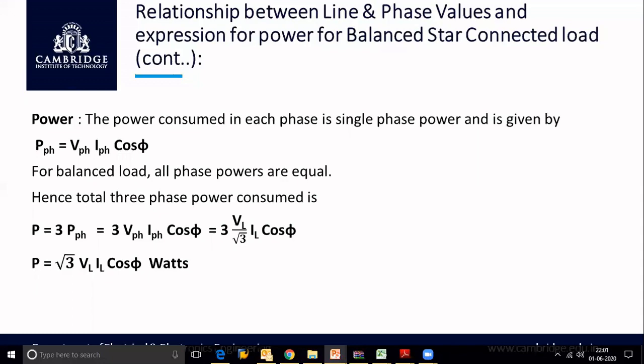We know that in star connection, V phase is equal to VL by root 3, whereas I phase is equal to IL. So representing that, after simplification, we get the expression for total three phase power as root 3 VL IL cos phi. Whatever power we are representing here is the real power or average power, and hence the unit of this power is watts. Finally, the three phase power in terms of line voltages and line current, we can represent as P is equal to root 3 VL IL cos phi, whereas in terms of phase values, we represent it as P is equal to 3 V phase I phase cos phi.